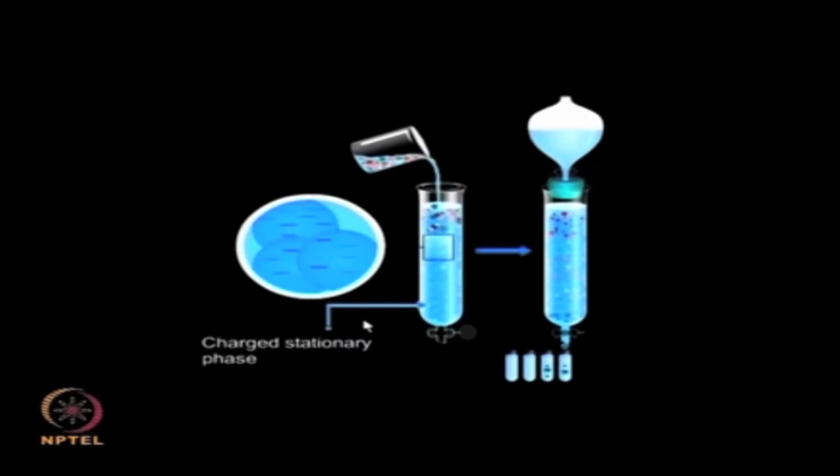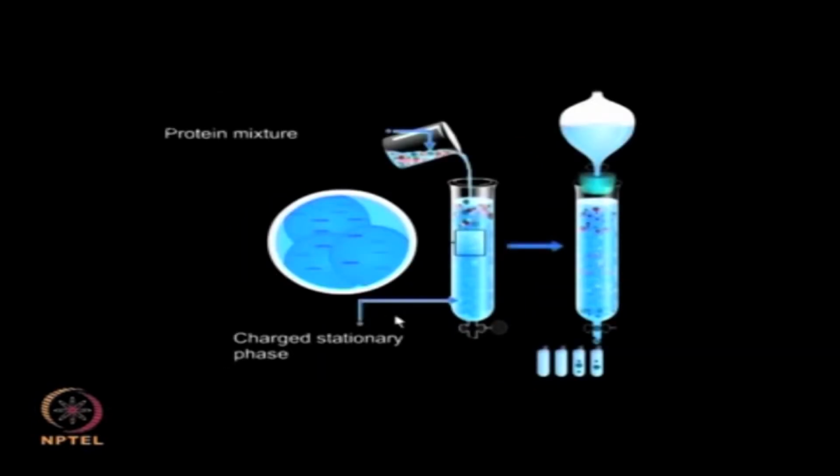The charged stationary phase: the column stationary phase consists of a positively or negatively charged polymeric matrix, which will bind molecules of the opposite charge. Commonly used ion exchangers include negatively charged carboxymethyl cellulose or CM cellulose, which is a cation exchanger, and positively charged DEAE cellulose, which is an anion exchanger.